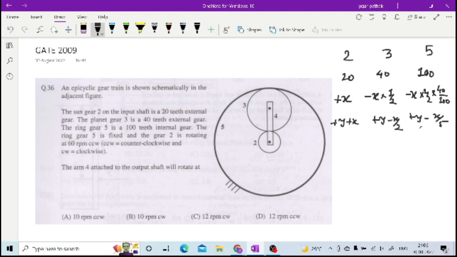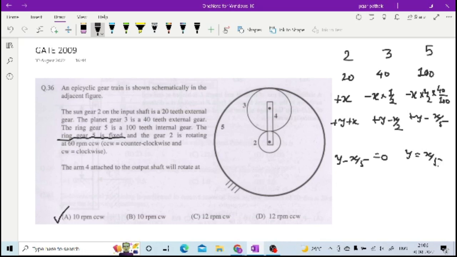Oh, sorry, it would be counterclockwise. Option A. Right, so A is the correct answer. Why? Because here y minus x by 5 is given as 0, because that gear is fixed. It is mentioned, right? Ring gear is fixed. For the ring gear you are getting y minus x by 5, that is 0. So your y is equal to x by 5.